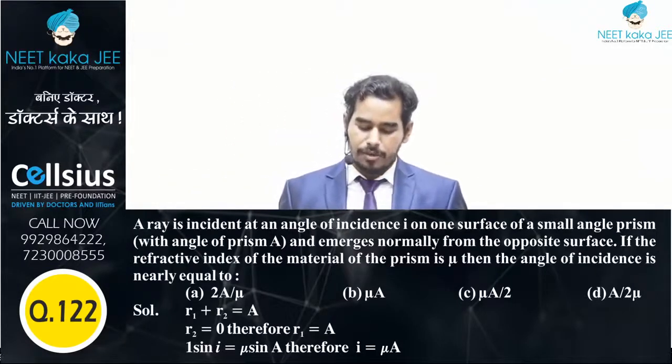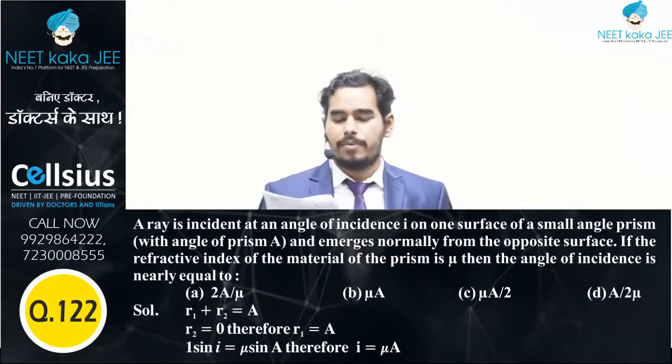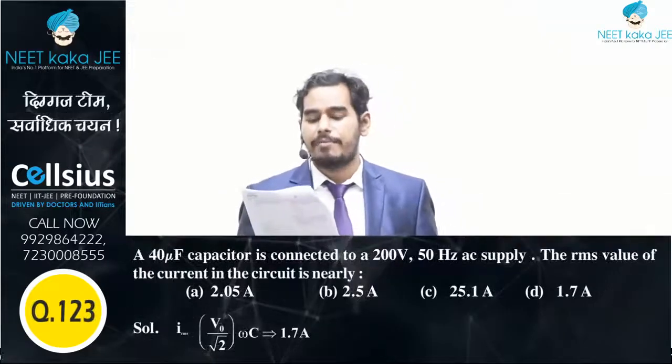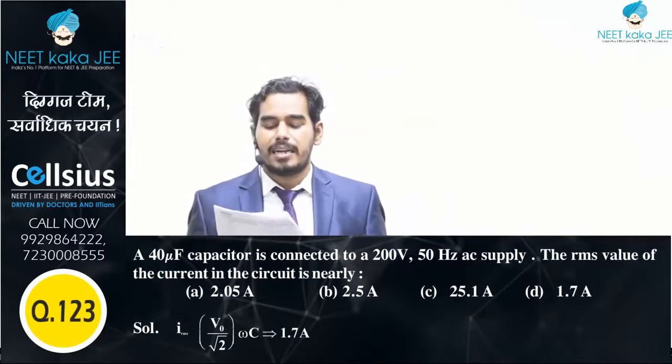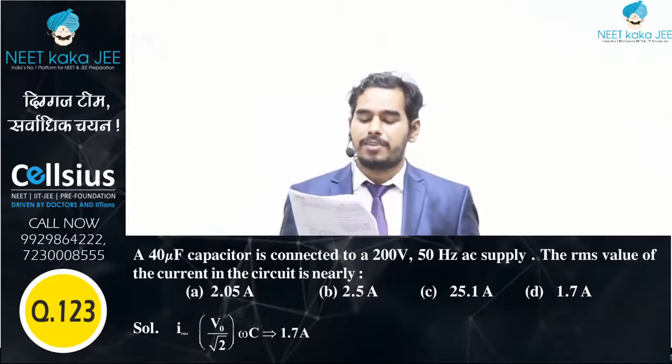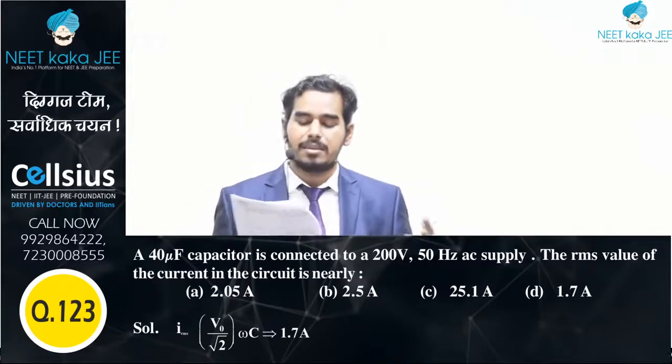Okay. So hopefully this question is clear to you. Now let us proceed into the next question. That is question number 123 according to the code that we are having. So this question is: a 40 microfarad capacitor is connected to a 200 volt 50 hertz supply. The RMS value of current in the circuit is nearly.